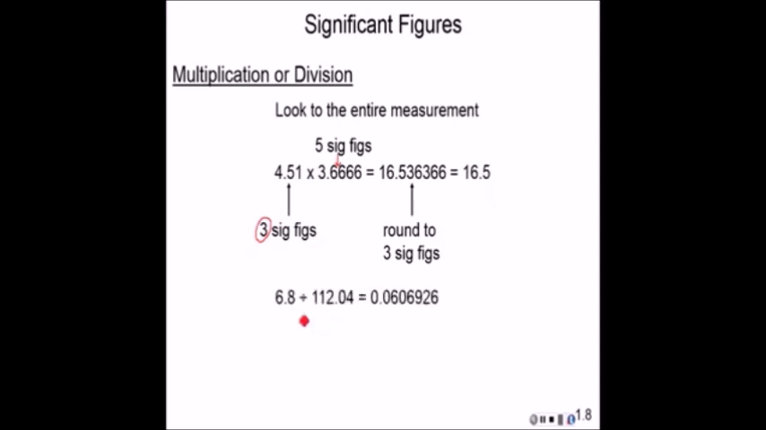Okay, here's one for you to try. 6.8 divided by this gives us that for an answer. How many significant figures should I have in my answer? Well, this is 2, and this is 5. How many should this be? Well, the answer would be 2. So how can I make this 2 significant figures? Well, my first significant figure is the 6. So I only want to keep these 2. But when I drop the rest of them, you notice that 6 is greater than 5. So I'm going to add 1 to the 0, and I get 0.061 for an answer.